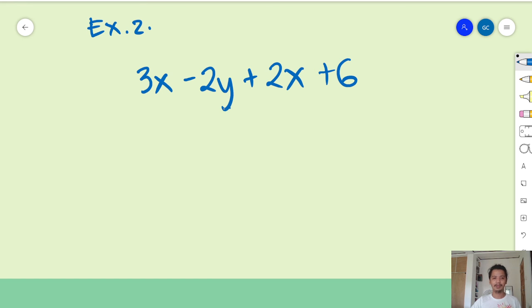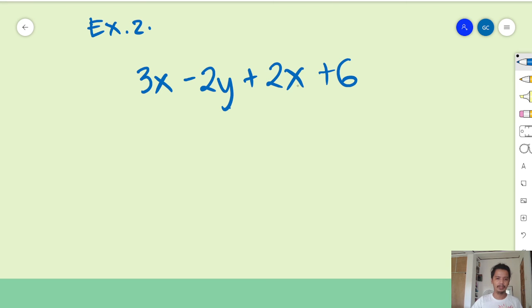So, kung tatanungin ba kayo, similar ba ang 2y, ang 3x at saka 2y? Siyempre, hindi. Bakit? Kasi magkaiba sila ng variables. Isipin nyo, ang similar terms dito ay yung ating 3x at saka yung 2x. So, for this scenario, yung negative 2y, wala siyang similar, at yung 6, wala rin siyang similar, wala na kayong kailangan gawin. You just need to rewrite that.